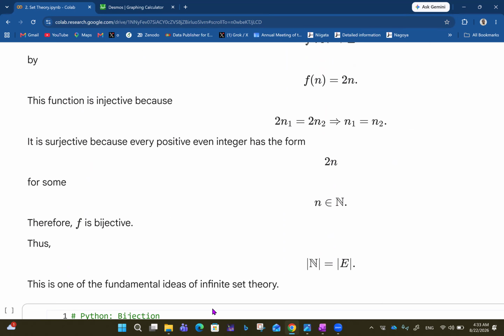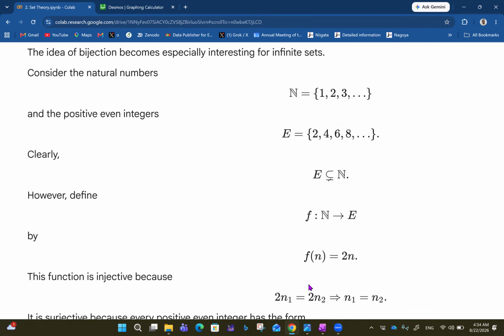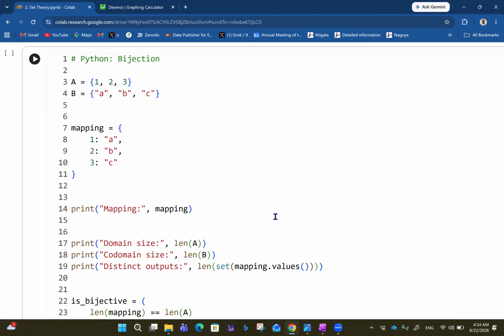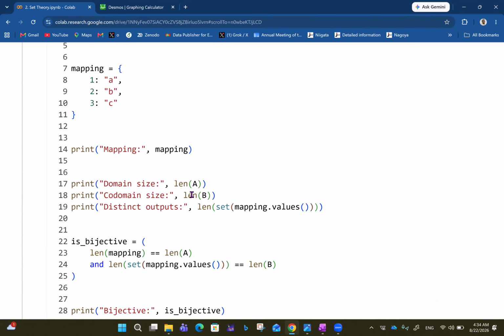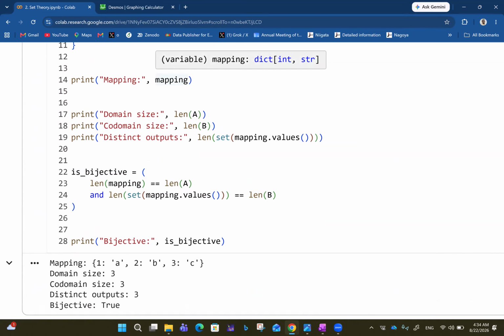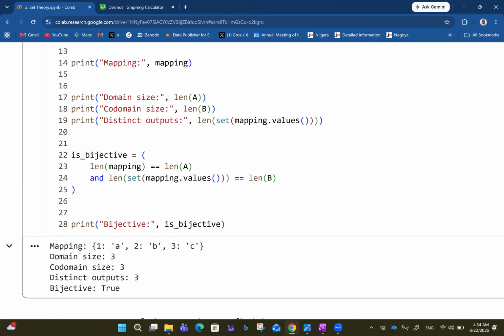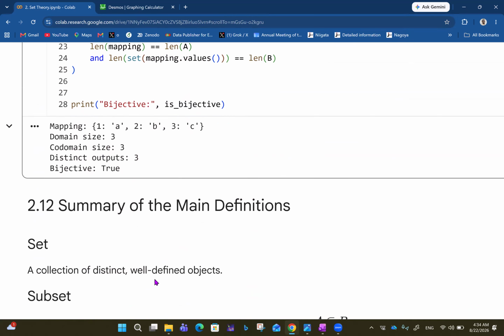Thus, we say that the cardinality of the set of natural numbers is the cardinality of the set of even numbers. This is one of the fundamental ideas of infinite set theory. This is interesting: though the sets are infinite, the cardinalities are the same. For a bijection now, we have A = {1, 2, 3} and B = {a, b, c}. I'm mapping 1 to a, 2 to b, and 3 to c, the one we saw before. So we end up with the cardinality of both being 3. The domain size is 3. The codomain size is 3. The distinct outputs are 3. So bijective, of course, true.